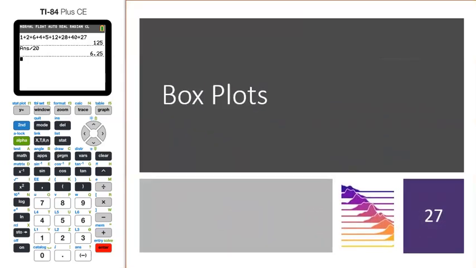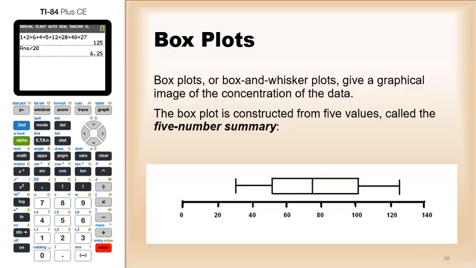Okay, the last graph for numerical data we'll talk about today are box plots. Box plots, which are also called box and whisker plots, give a graphical image of the concentration of the data. The box plot is constructed from 5 values called the 5-number summary.